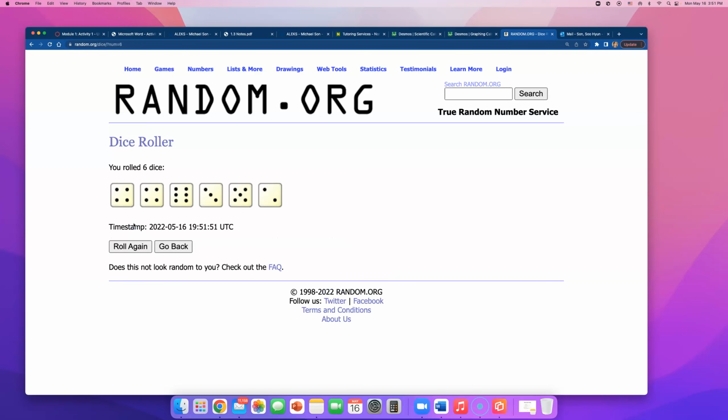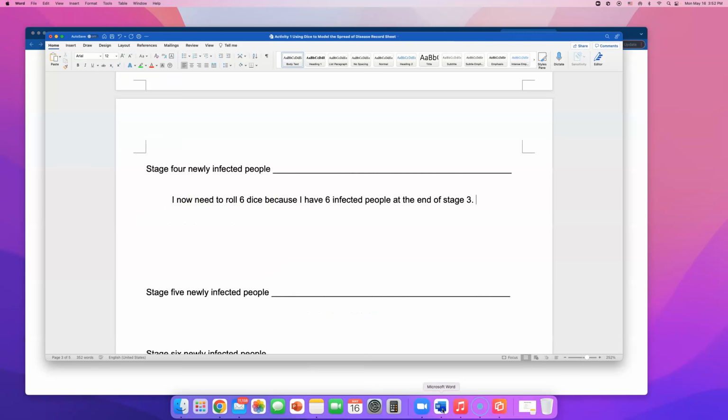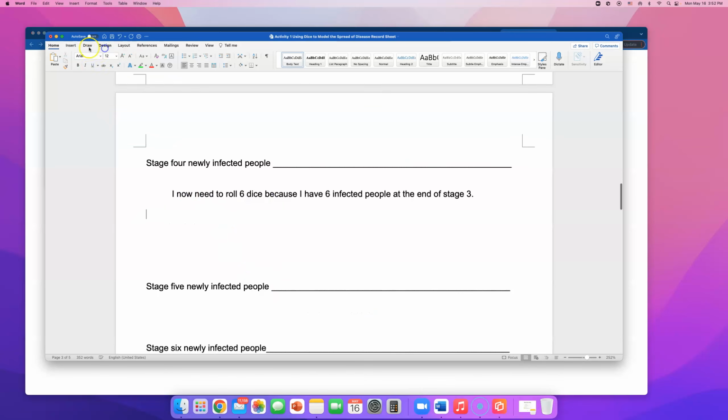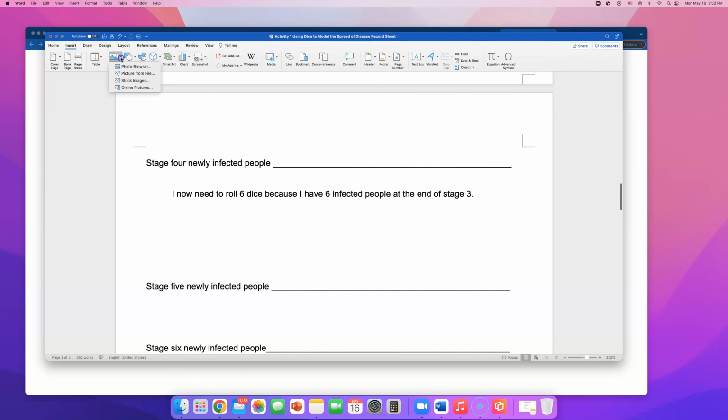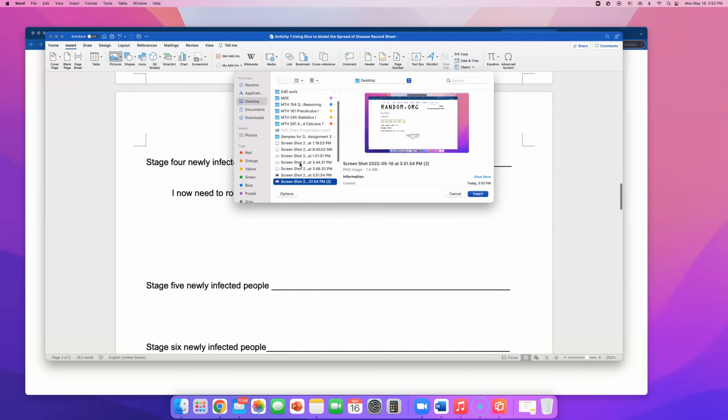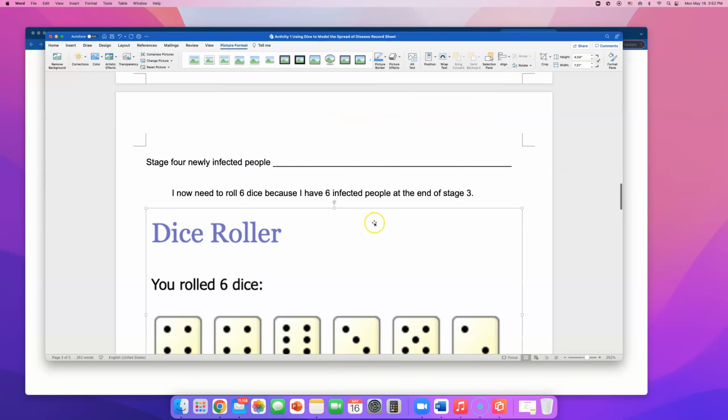Dice roll. Okay, now I have to look at each of these very carefully. I'm going to take a screenshot of this and then I'll copy this to my document. Okay, so this is what happened when I rolled 6 dice. Where's the picture? Ah, here it is. Now these are the numbers I rolled.